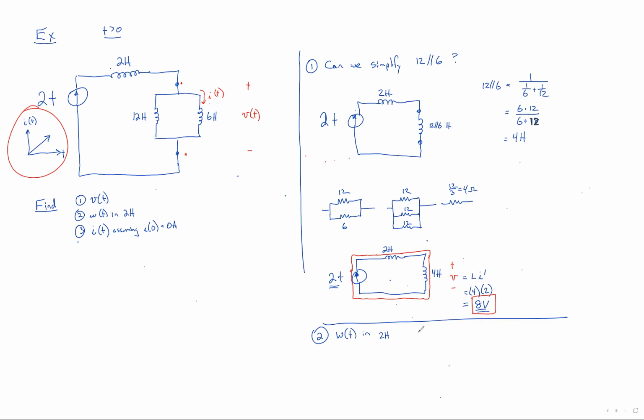What's the formula for energy for an inductor? 1/2 inductance times current squared. Okay. So do you know all those things? You know the inductance. I said through the 2 Henry, so that's got to be 2. And we know the current. It's got to be 2T. So you'll square that. Now you've got 1/2 times 2 is 1. And then 2T squared would be 4T squared.